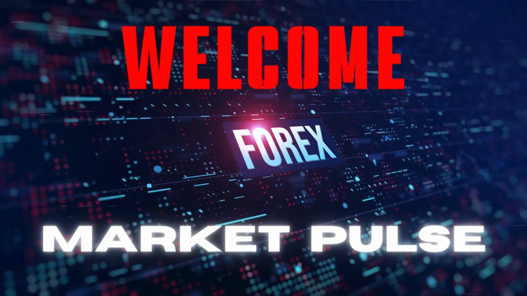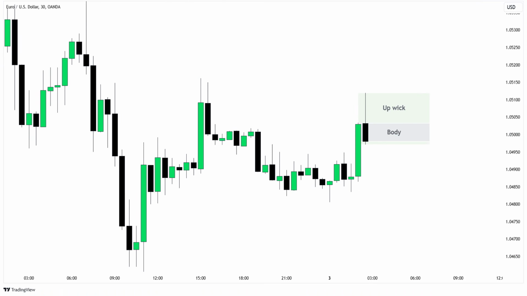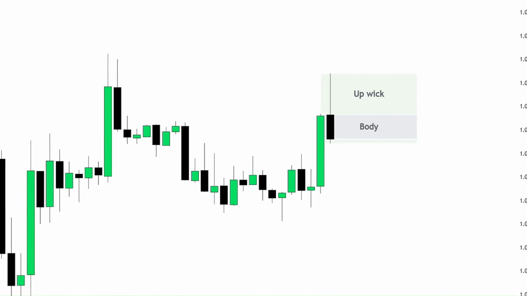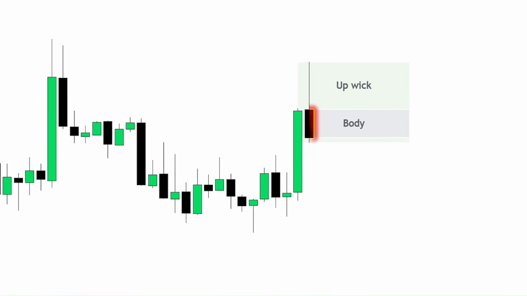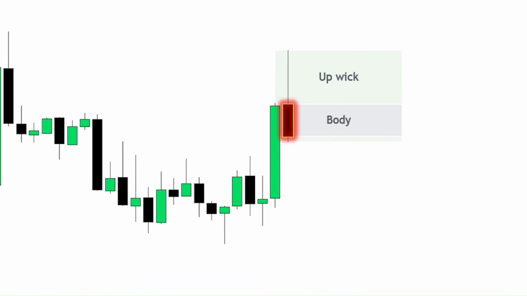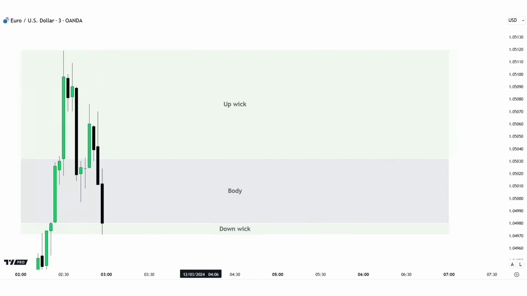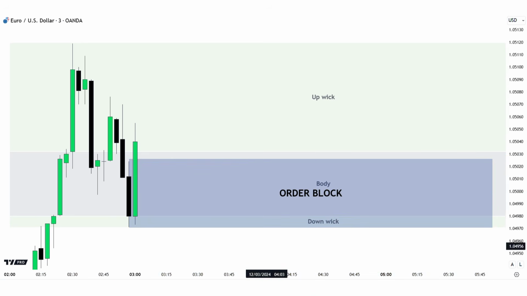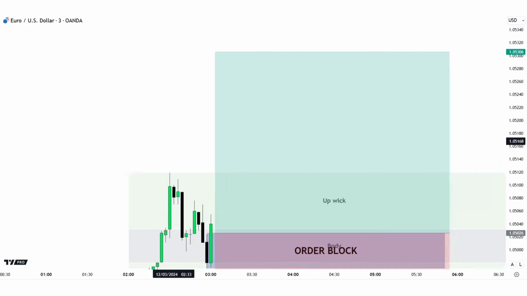Welcome to Market Pulse. This discovery changed the way I trade candle ranges. While analyzing the 30-minute chart, I pinpointed a promising candle range to trade. But here's where it gets interesting. As I zoomed into the lower time frames to find the perfect entry, I uncovered an order block that delivered a smooth and reliable profit.